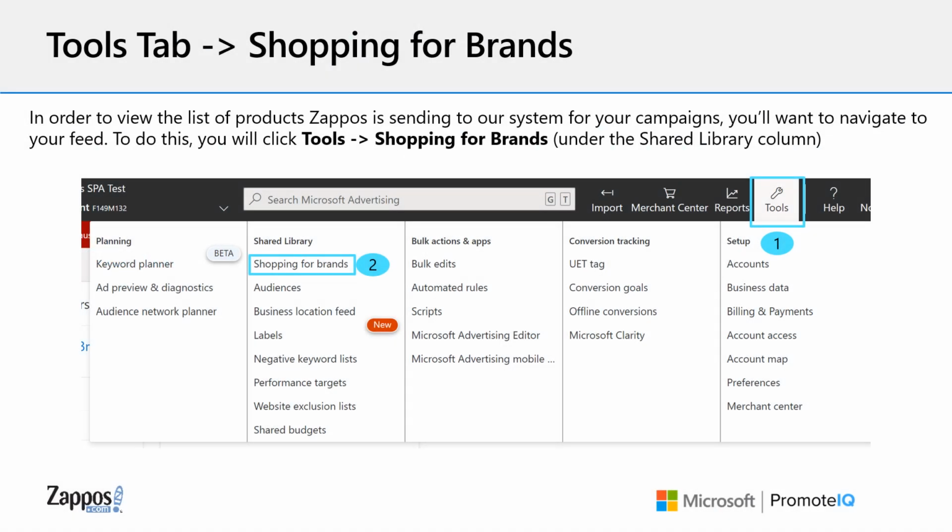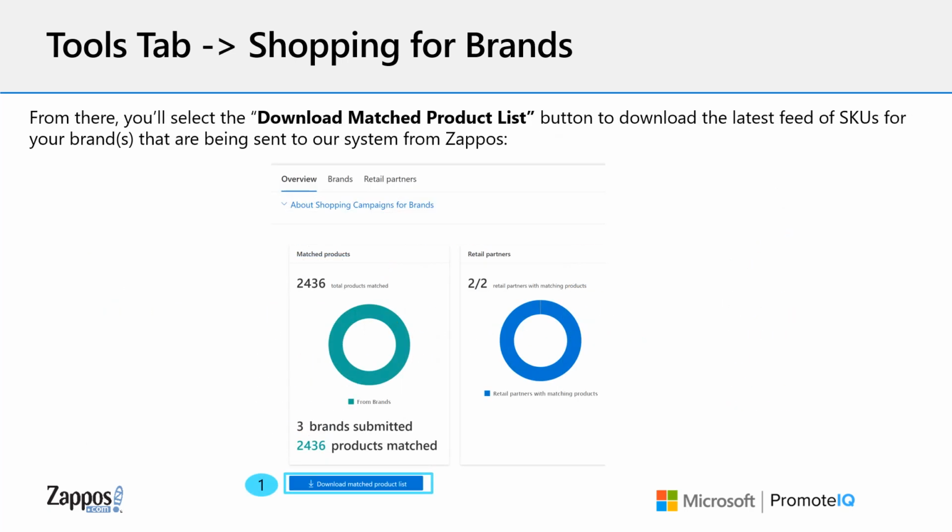In order to view the list of products Zappos is sending to our system for your campaigns, you'll want to navigate to your feed. To do this, you will click Tools and then Shopping for Brands, which is under the Shared Library column. From there, you'll select the Download Matched Product List button to download the latest feed of SKUs for your brands that are being sent to our system from Zappos.